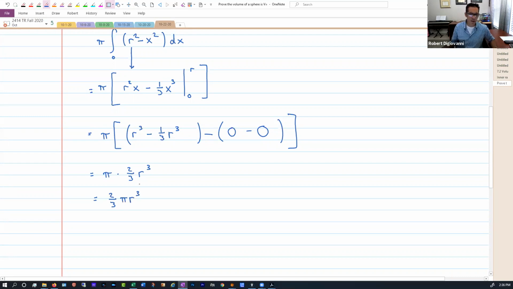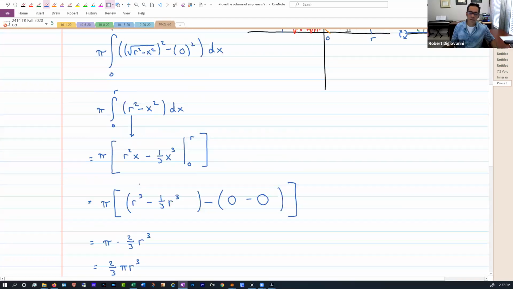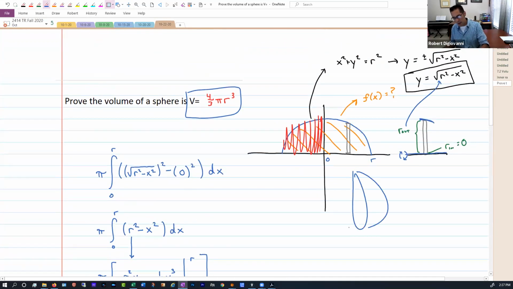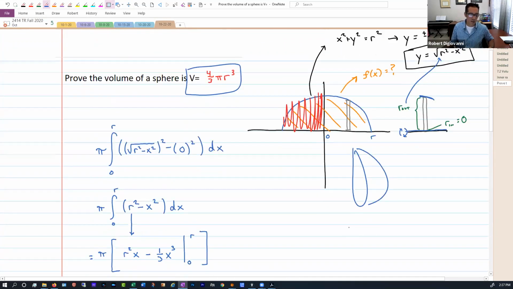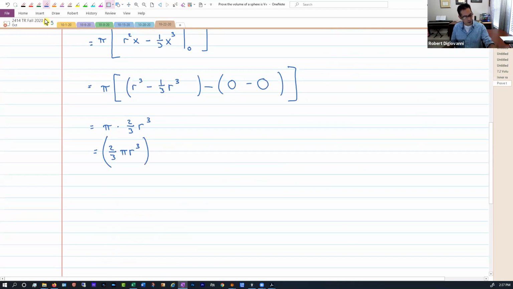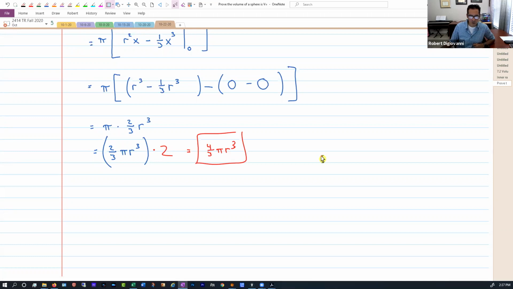What was our answer supposed to be? 4/3 pi r cubed. Oh, wait, we did half of it, didn't we? Yes. Remember, we had only done this half. So I just need to double this answer. So if I take this answer and multiply it times 2, we get 4/3 pi r cubed. There it is. Now that you've seen it, doesn't that seem like a pretty trivial result?